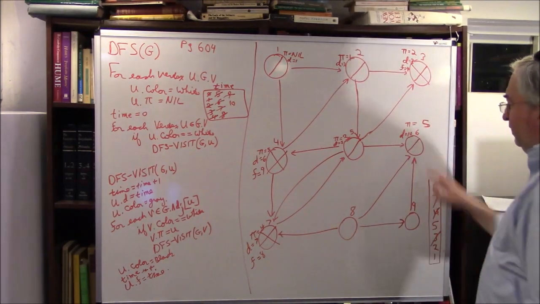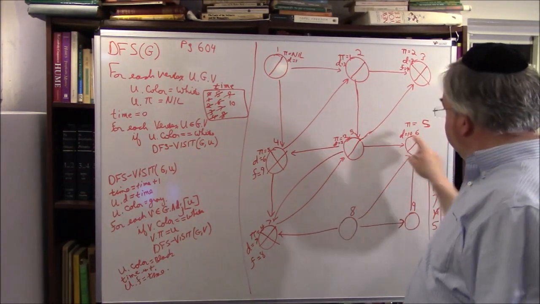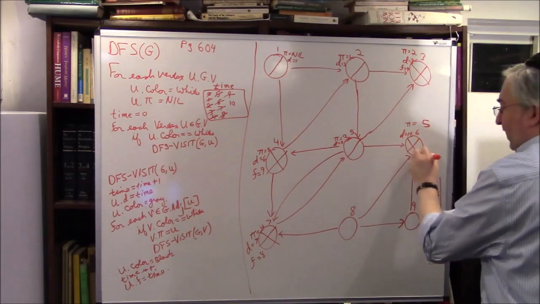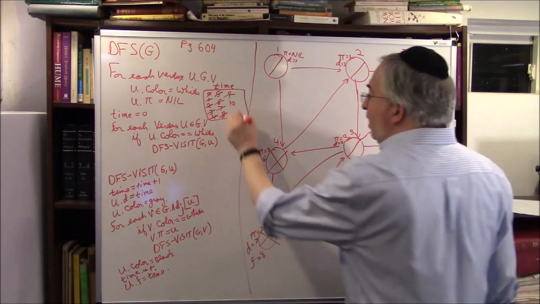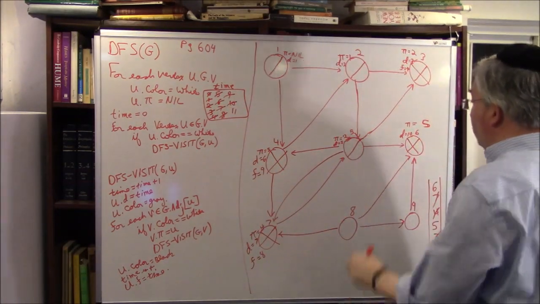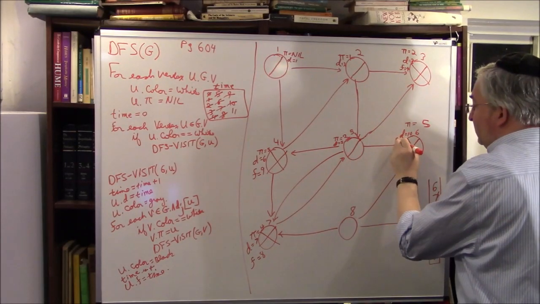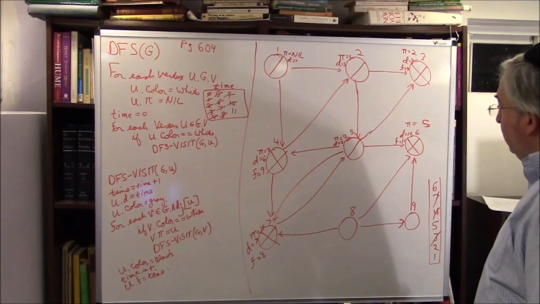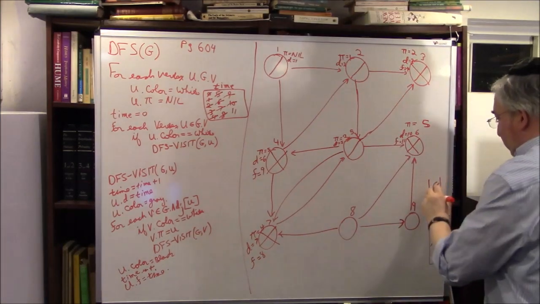Sorry. Okay, so we finish. 6 has no children, so we skip this. We set the color to be black. We increment the time to be 11. We discovered 6 at time 10. We finalized at time 11. That's because he didn't have children. Okay, and we are now finished with 6.